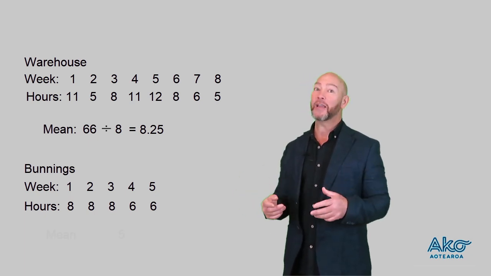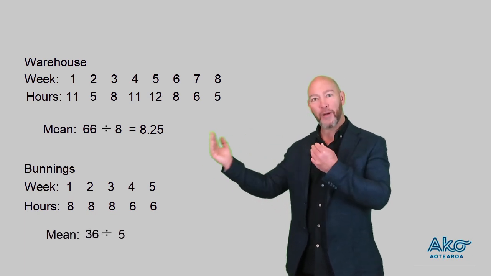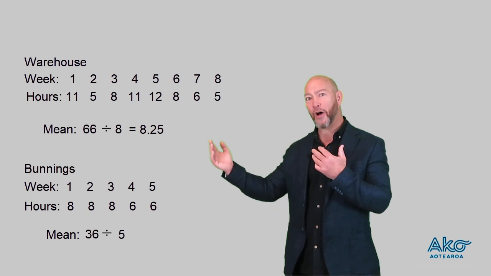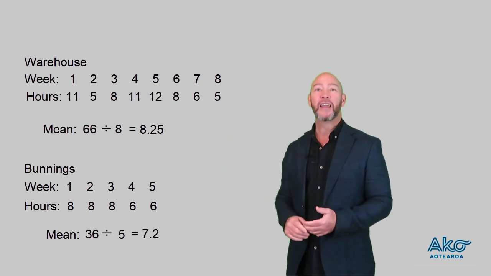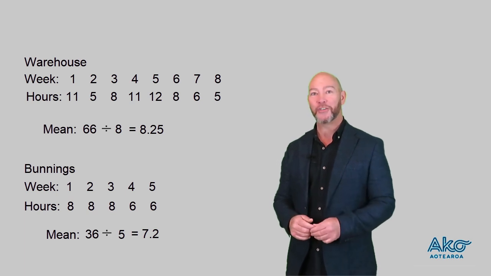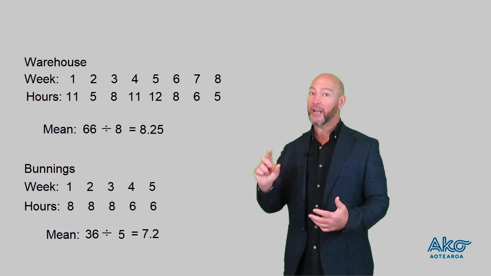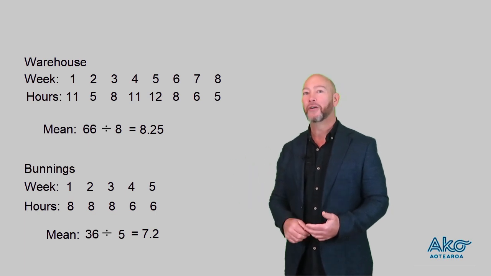He does the same thing with his girlfriend's hours at Bunnings. 5 weeks, he adds it, divides it by 5, and he gets 7.2 hours per week on average. And so he's able to see that actually at the warehouse, he's working a little over an extra hour per week on average.